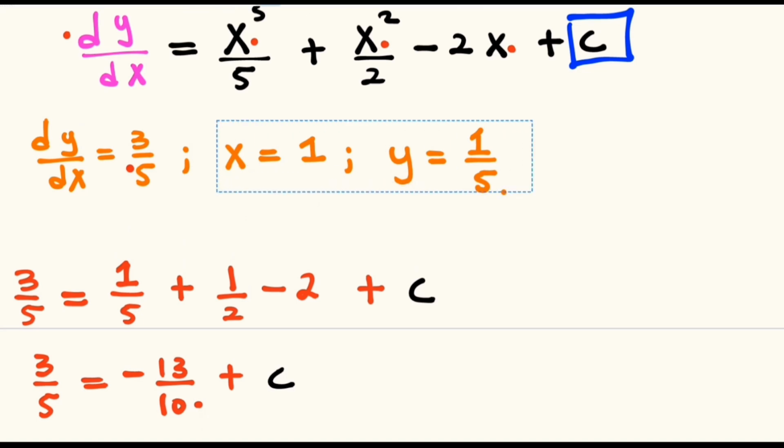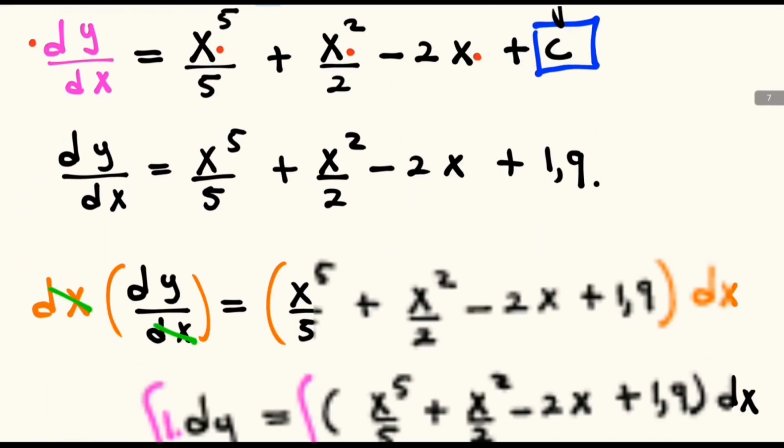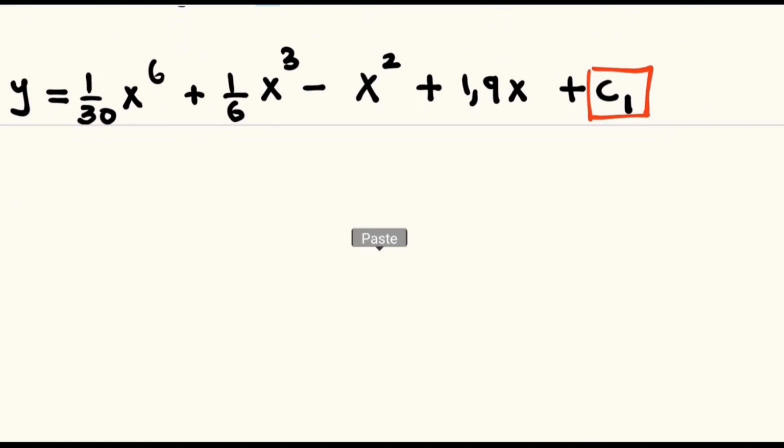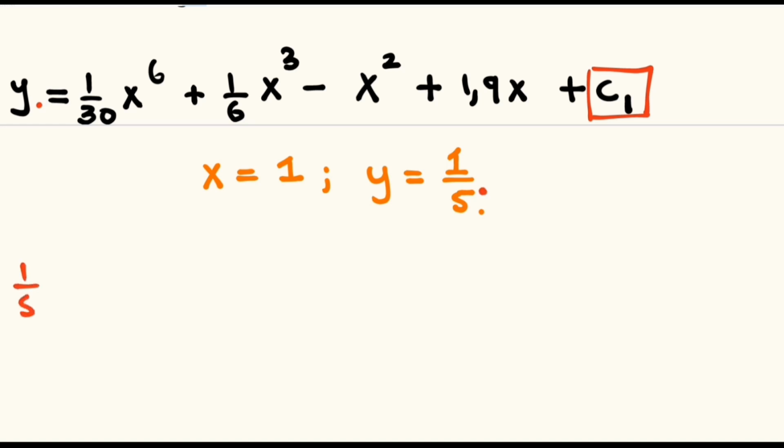From here, we have to determine the value of c1 using our initial values. This time around, we are just going to use the x is equal to 1 and the y is equal to 1 divided by 5. In the place of that y, we substitute 1 divided by 5. So 1 divided by 5 will be equals to 1 divided by 30. And in the place of the x, we substitute 1. So 1 multiplied by any number will just be equal to that number. So we have 1 over 30 plus 1 divided by 6 minus 1 squared, which is 1, plus 1.9 plus c1.